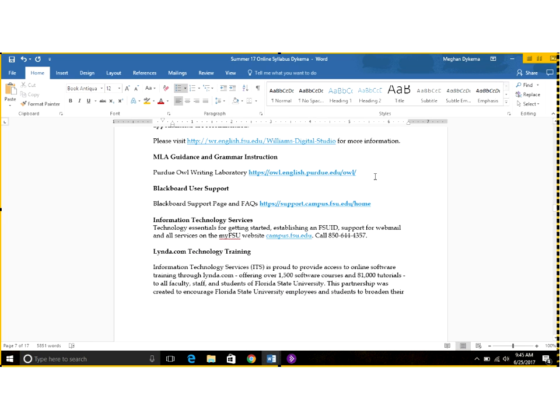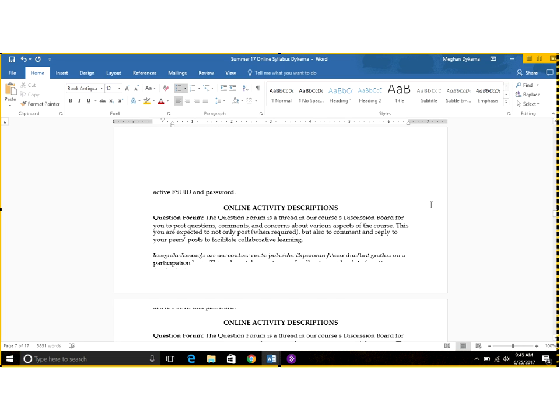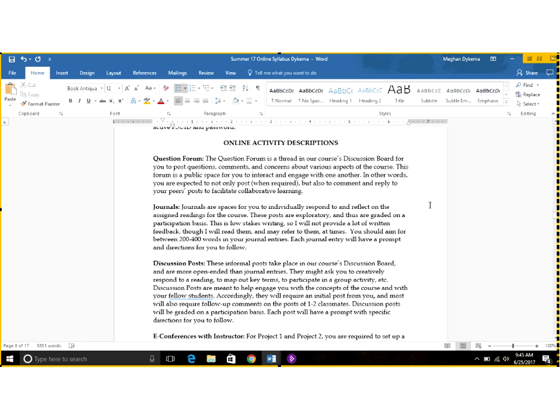Other resources, the MLA Online Writing Lab is here, which we're going to use when we talk about MLA format and citation, Blackboard user support, IT, all of this. So I also have included descriptions of the different online activities or different homework assignments and things like that that we'll be doing, just so that when you see it on the syllabus, you know what it means and what the differences are between the various activities that we're going to be doing.